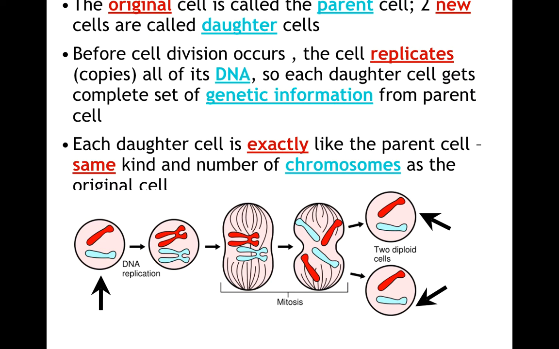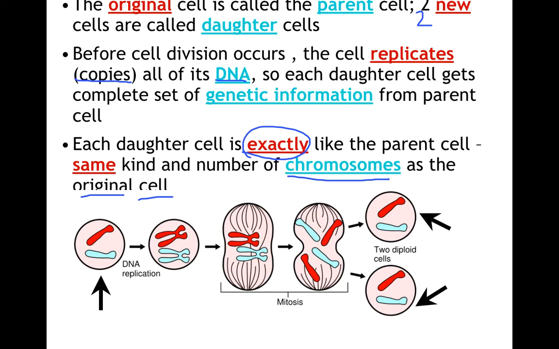The original cell is called the parent cell. And from that parent cell, this should say 2, new cells are formed, and those are called daughter cells. Before cell division occurs, the cell replicates, also known as copies, all of its DNA, so that each daughter cell can get a complete set of genetic information from the parent cell. Each daughter cell is exactly like the parent cell. They have the same kind and number of chromosomes as the original cell. They're just exact copies.